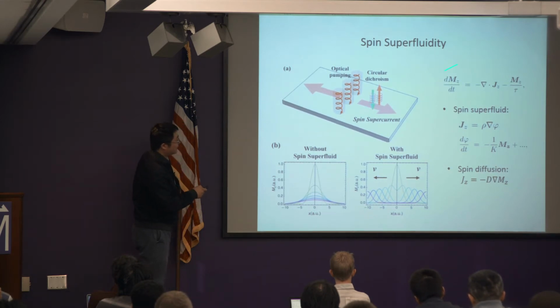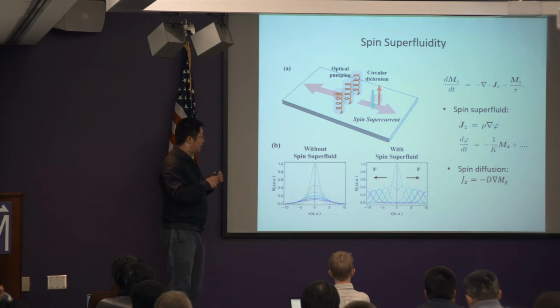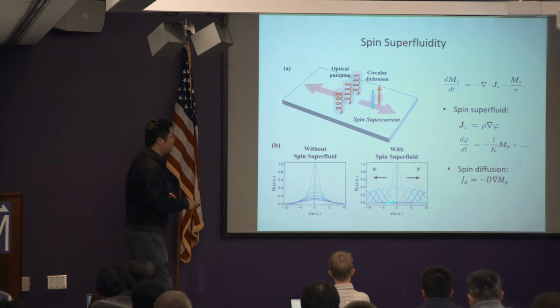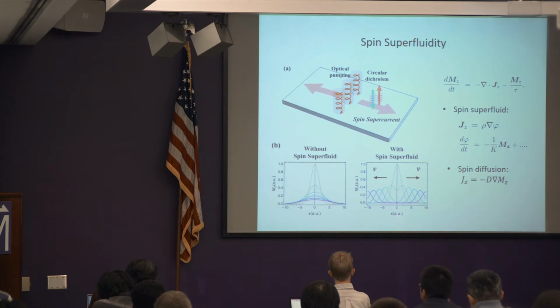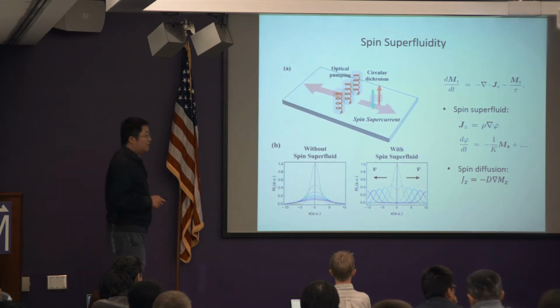So when you take this coupled set of equations, this is what you get: once you populate a spin at time t equals 0, at x equals 0, the excess spin actually moves to the left side and to the right side. There's a ballistic spin propagation. So this, we think, is a way to detect the spin superfluidity, which is the analog of the counterflow in the bilayer system.